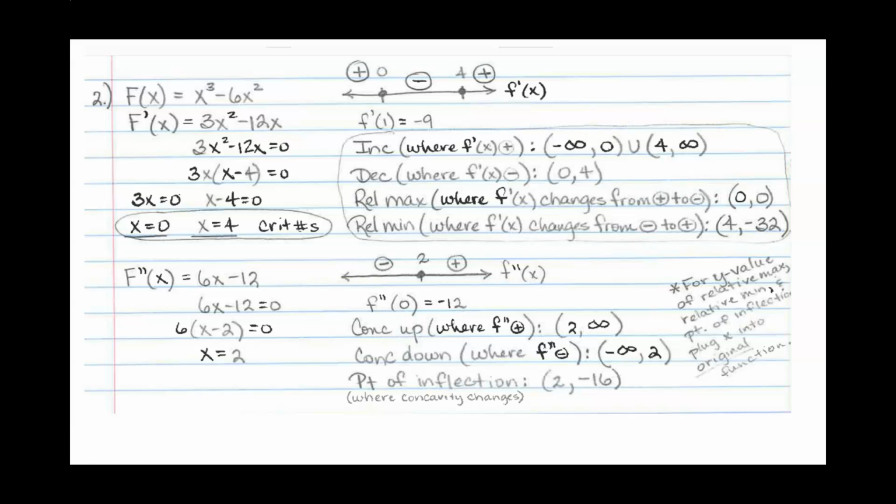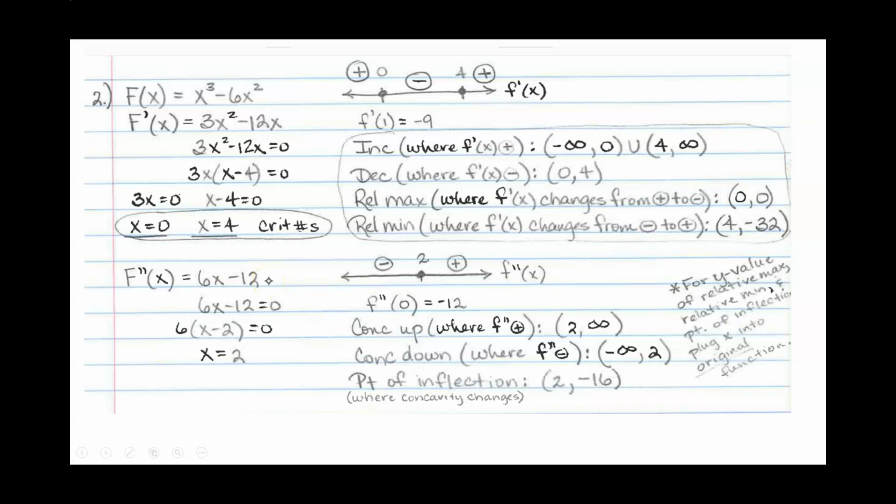Okay, so for concavity and points of inflection, we need the second derivative. If we take the derivative of 3x squared minus 12x, that would give us 6x minus 12. We're going to set that equal to 0, so take out the greatest common factor of 6, and that leaves us with x minus 2. So that gives us x equals 2. So let's make a sign graph for the second derivative now with our only root at 2, because again, there's nowhere that derivative doesn't exist.